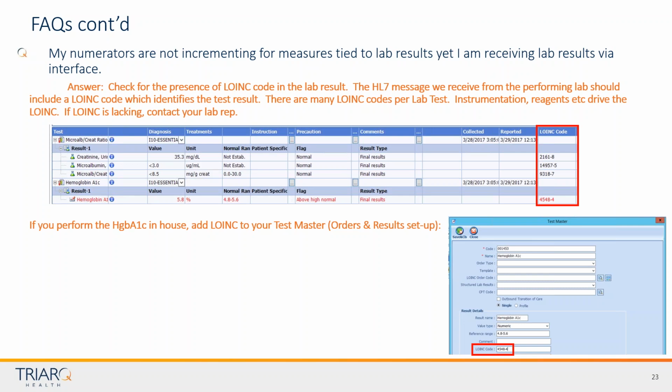So if you are doing a test in-house that you want to have count towards your quality measures dashboard, open up your test master for that test and go throw the LOINC code into the results section. Pull that off your test kit and put it in there. And then every time you enter a result, that LOINC code is tied to that patient record and your numerator will increment.